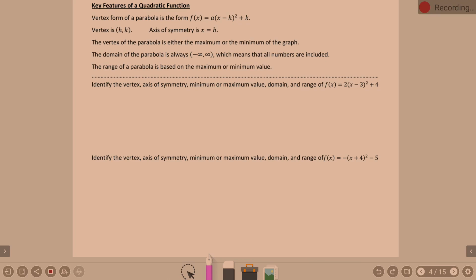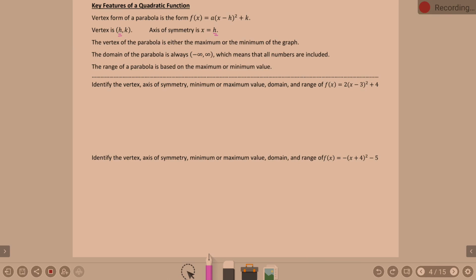The vertex form of a parabola is of the form f of x equals a times x minus h squared plus k. That was mentioned on the front side, yes? Vertex is (h, k). That was listed on the front side. Axis of symmetry was not, but what did we learn a while ago? The axis of symmetry is the first number in the vertex, yes? You've got to know that, folks.